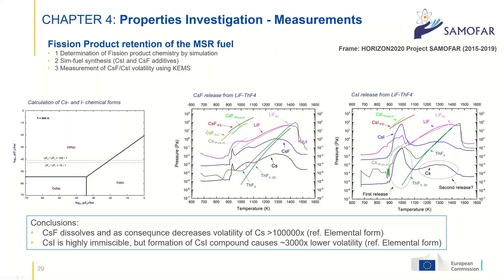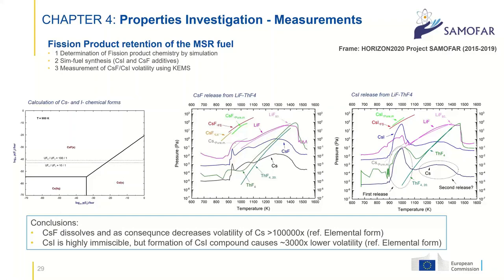So this was one of the examples, but it was also kind of, let's say, a pioneering study to reveal how it is with fission products, in this case cesium fluoride and cesium iodide. So we were focusing on the major volatiles here, cesium and iodine. And in the first step, we wanted to know what would be the most probable cesium and iodine forms in a molten salt reactor fuel.